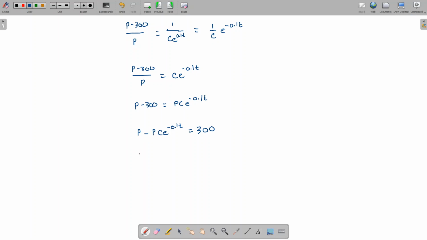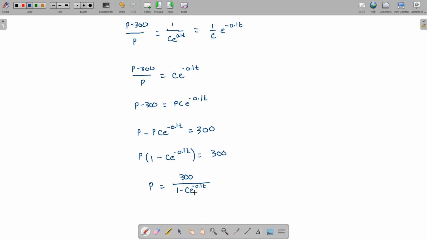We can factor it out. So it's p times 1 minus c e to the negative 0.1t equals 300. And then we can just divide this over. So p equals, oh, somehow I got 3,000 there, 300 over 1 minus c e to the negative 0.1t.